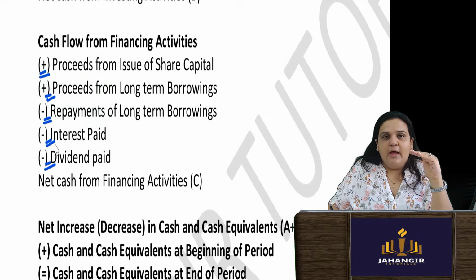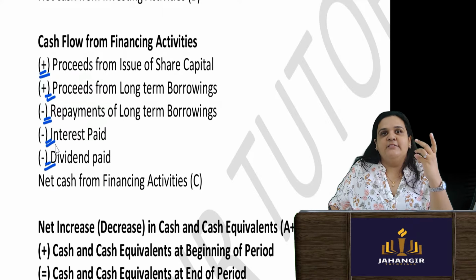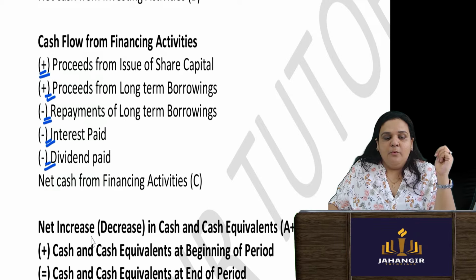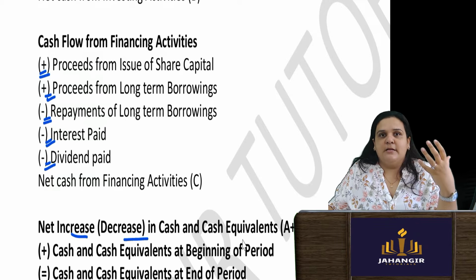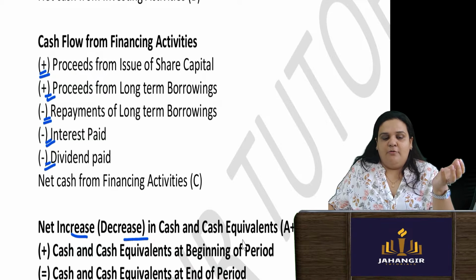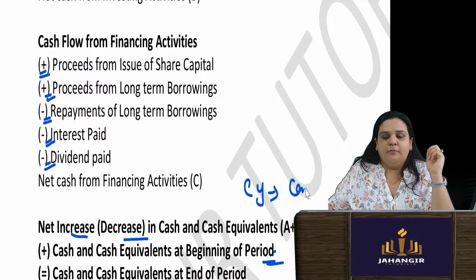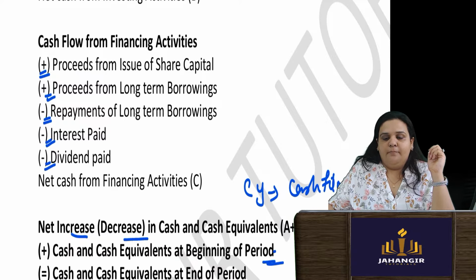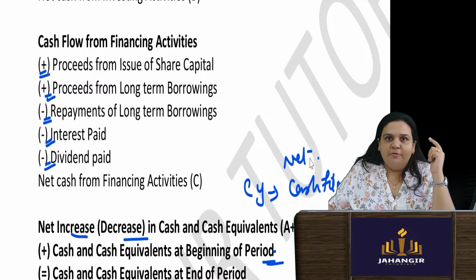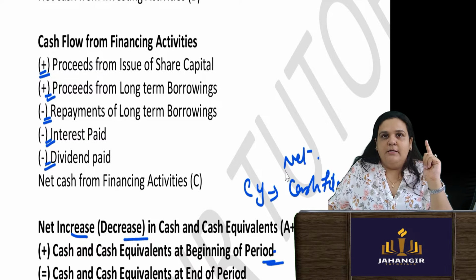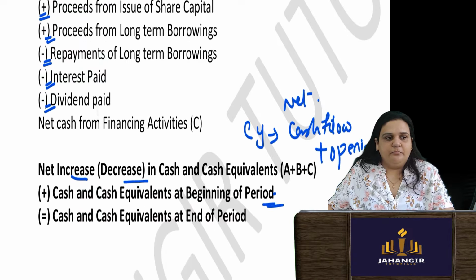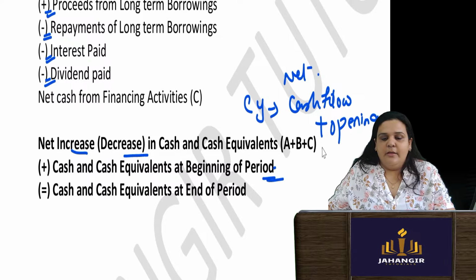We will have to add all the three: cash flow from financing, from investment, and from operating activity. We will come to know whether there is an increase or decrease, cash coming in, inflow or outflow. That is your current year's net cash flow. It can be in the form of inflow, it can be in the form of outflow. From that you add the opening cash and cash equivalent, and you are going to get your closing cash and cash equivalent.